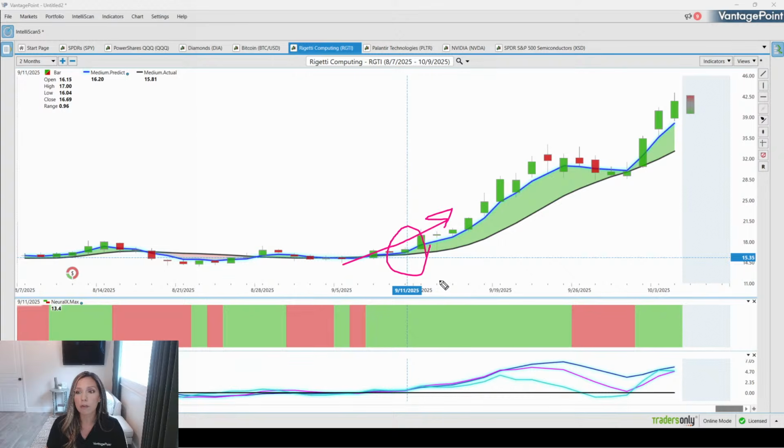That's what we're looking for, that bullish confirmation. All right. So as we can see on 9/11, that happens. And then we get another point. I don't want to say full confirmation just yet. We'll get there. But we get another point of confirmation from our neural index, which is a predictor of price.